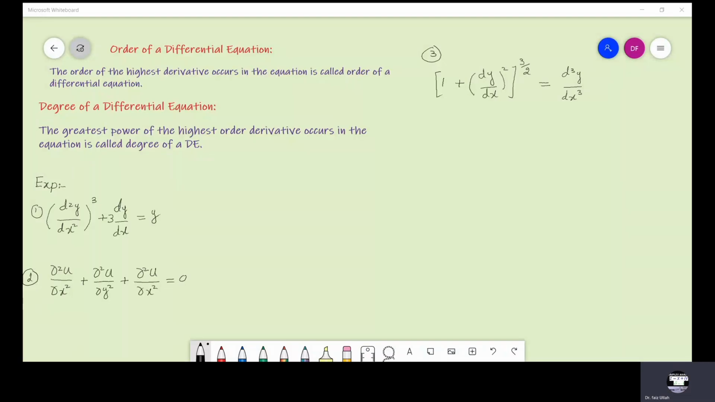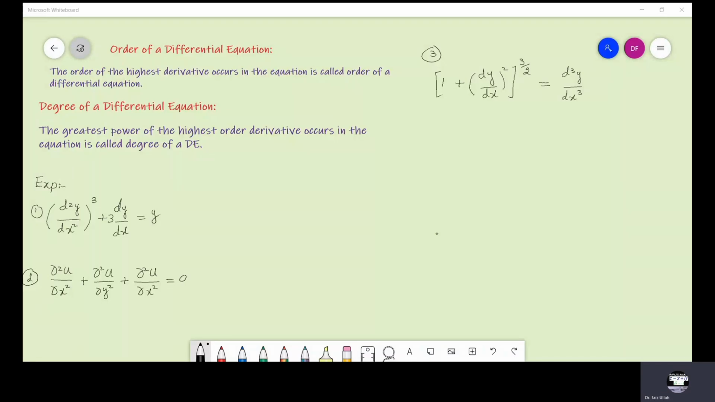Order of a differential equation. The order of the highest derivative that occurs in the equation is called the order of a differential equation. Degree of a differential equation. The greatest power of the highest order derivative that occurs in the equation is called the degree of a differential equation. Let us see some examples.